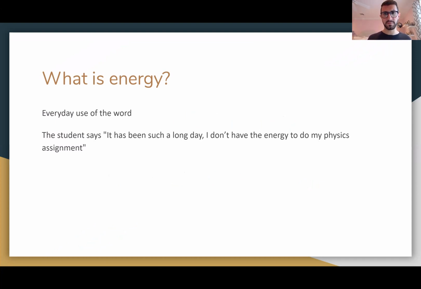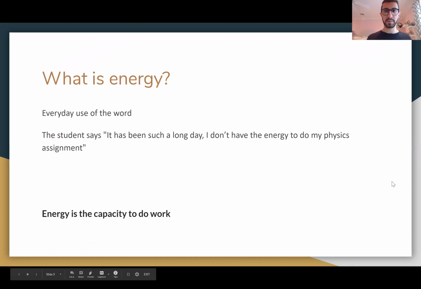So what is energy in a physical sense? Well, energy is the capacity to do work. Work is defined as a force acting over a distance, but we'll talk more about what work is in the next lecture. But for right now, energy is the capacity to do work. The more energy you have, the more work you can do. The less energy you have, the less work you can do.